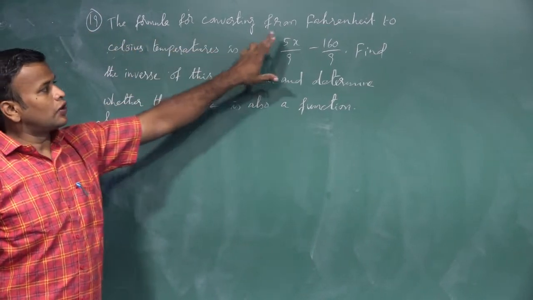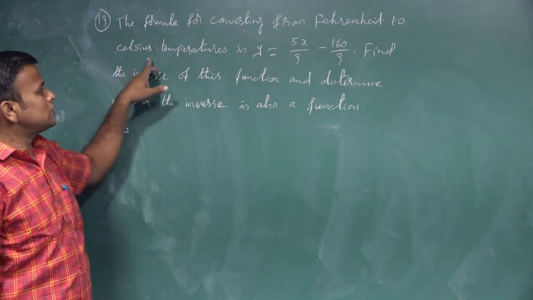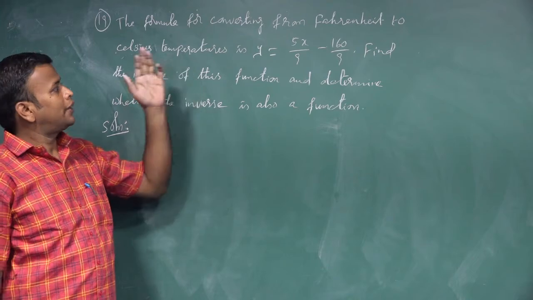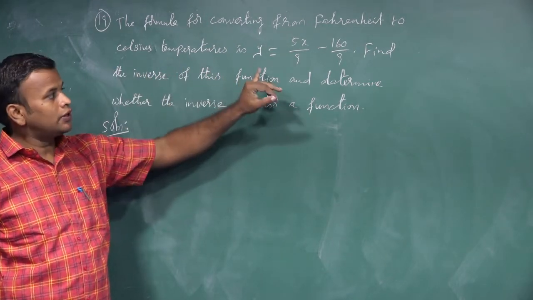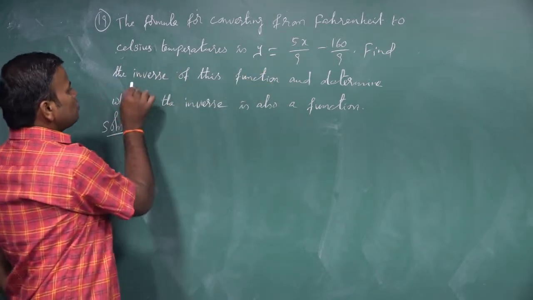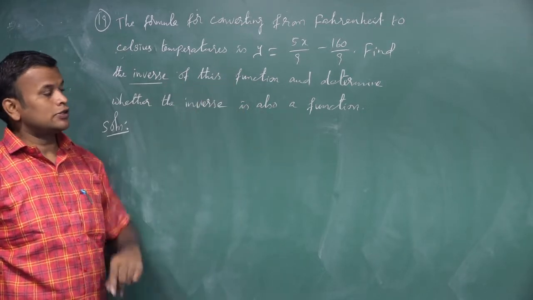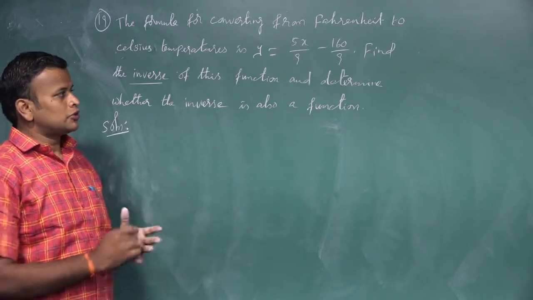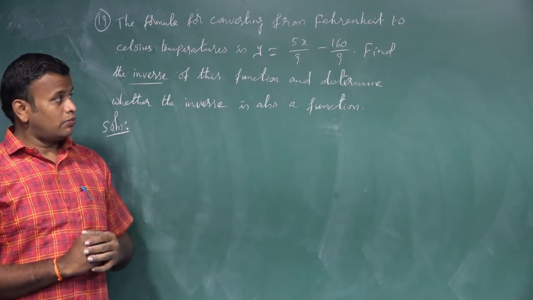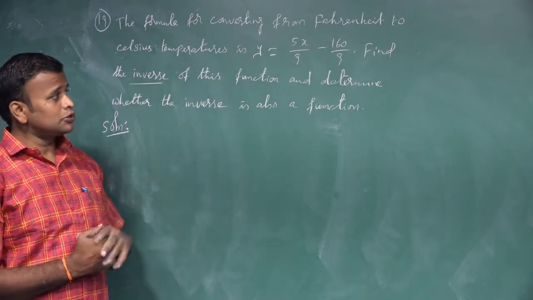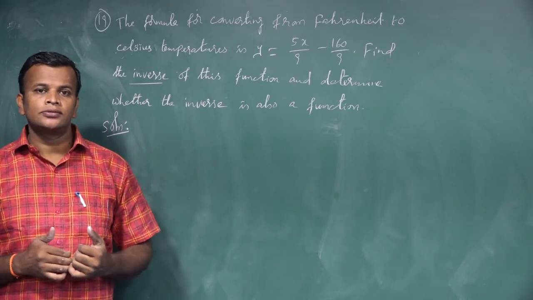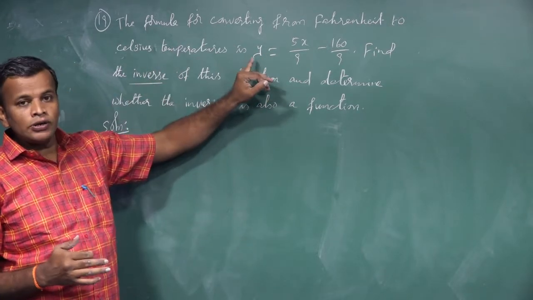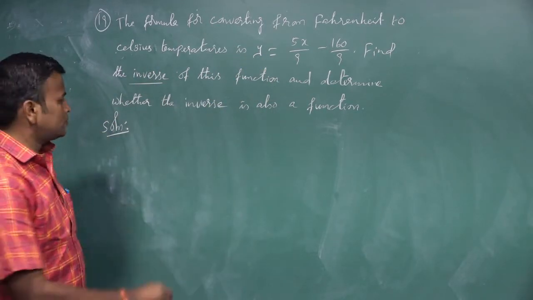The formula for converting from a Fahrenheit to a Celsius temperature is y equals 5x by 9 minus 160 by 9. The Fahrenheit to Celsius temperature function is given. Our question is to find the inverse of this function, and determine whether the inverse is also a function. So first of all we check whether the given function is a bijection or not. If it is a bijection, we come to the conclusion that the inverse is possible, and the inverse is also a function.